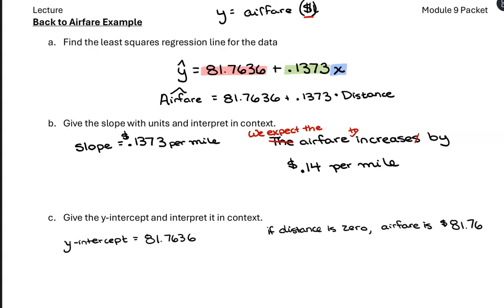So what this essentially means is if we don't travel anywhere, or if a distance isn't set, we expect there to be a cost of $81.76. How I would interpret this is like a base charge. This is where all tickets start. They all start at $81.76, and then from there they go up.